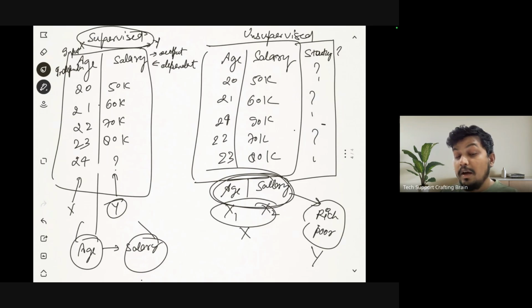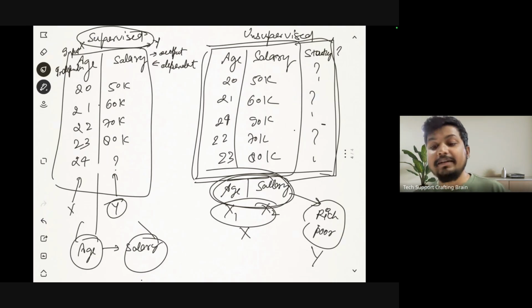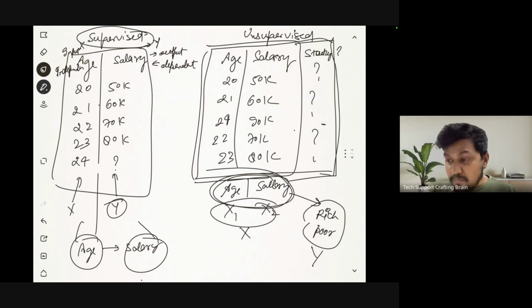Now tell me honestly, inside this table, do we have X and Y both, or do we just have X data? You guys have to tell. See, guys, only X data. Oh, very good. So only X data we are having right now. Inside this table we have only X data and we don't have Y data.